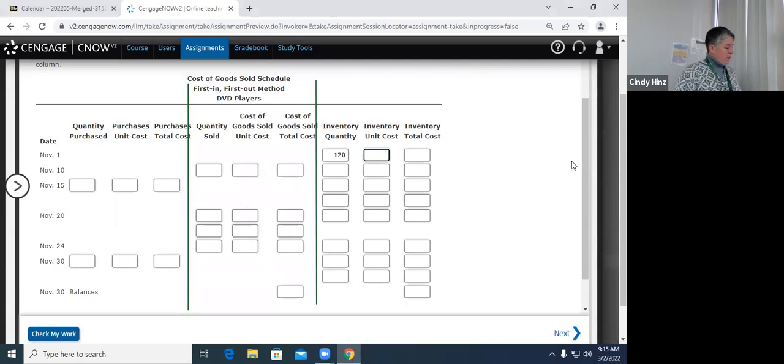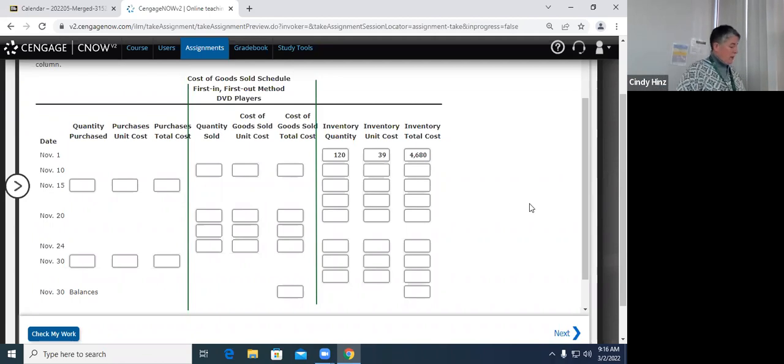So at the beginning of the month, we had 120 units available for sale, and each of those units had a cost, so what we paid for it, of $39. 120 units at $39. The extension is units times unit price, $4,680. So we know how many units we had, we know the price we paid for them, and we know the total value of our inventory at the beginning of the month.